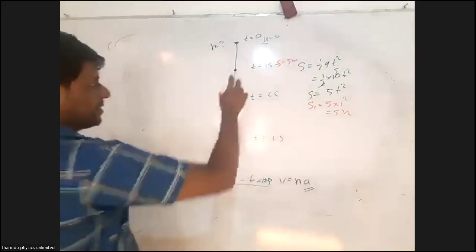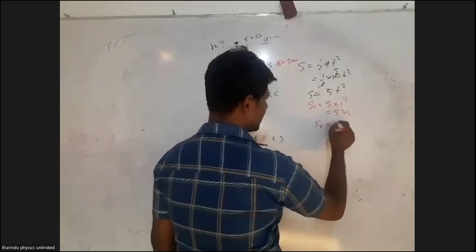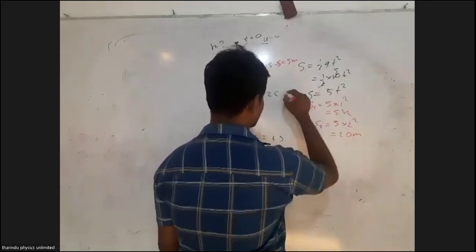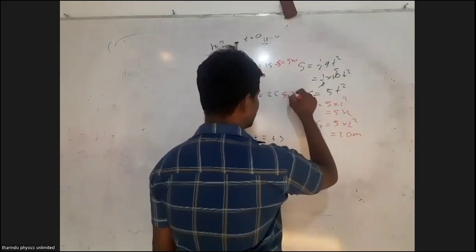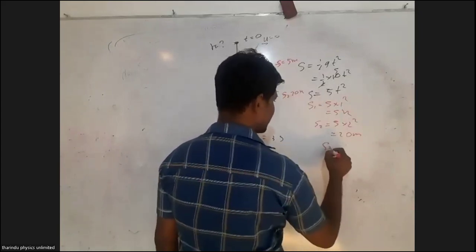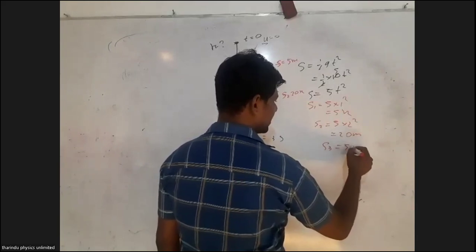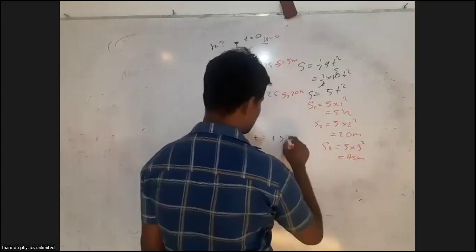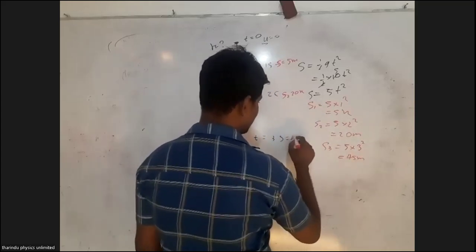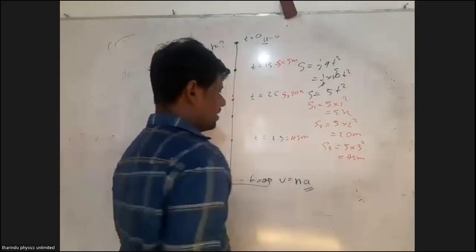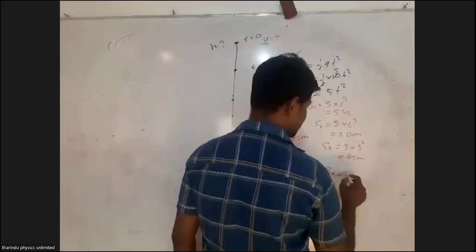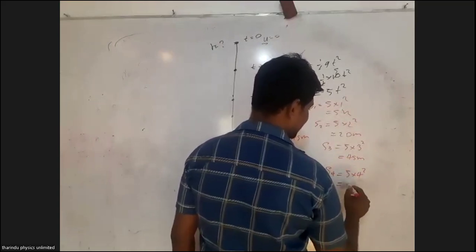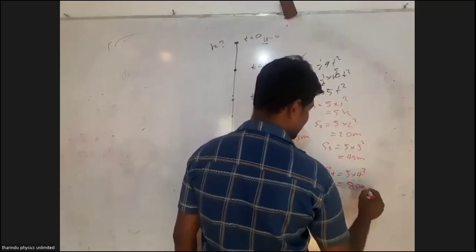Now let's find that for S2. S2 equals 5 times 2 to the power 2, 20 meters. S3 is 5 times 3 to the power 2, 45 meters. S4 is equal to 5 times 4 to the power 2, which is 80 meters.